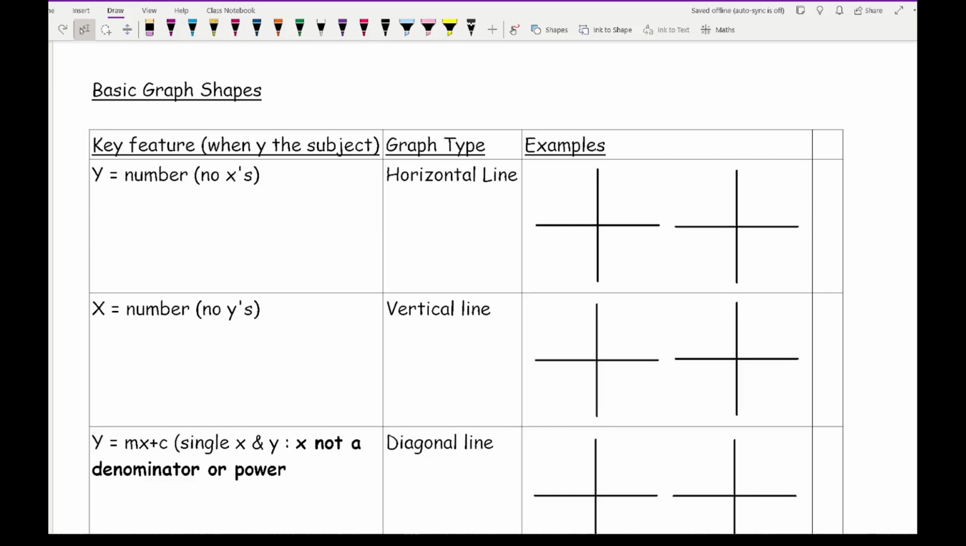Now, we have covered horizontal, vertical lines and diagonal lines in previous videos. So when you're looking at y equals mx plus c and x equals number and y equals number, it's just kind of pulling that together.